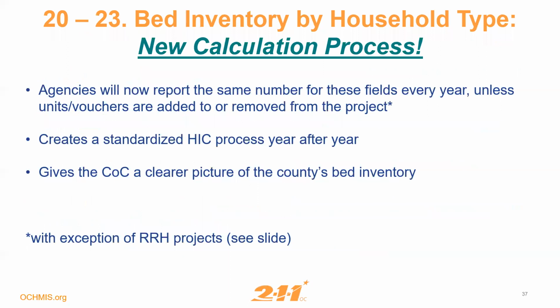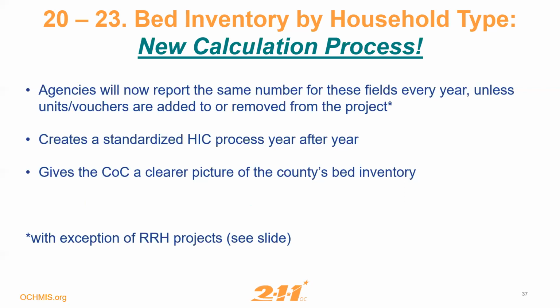And so starting this year, agencies will now report the same number for these fields every year unless there is a change in the number of units or vouchers that are available. So if there are units added or removed for the project, or vouchers added or removed for the project. And the reason why we want to have the same number reported for questions 20 through 23 year after year is because it creates a standardized HIC process. And this gives the CoC a clear picture of the county's bed inventory.